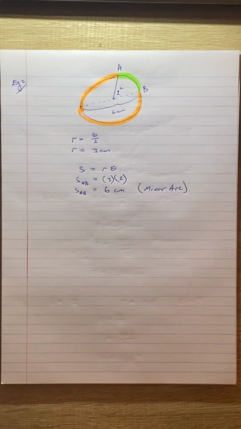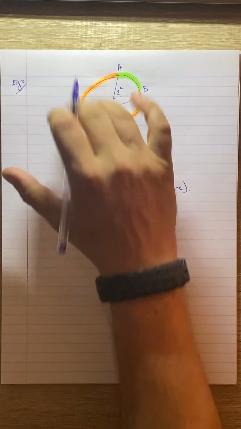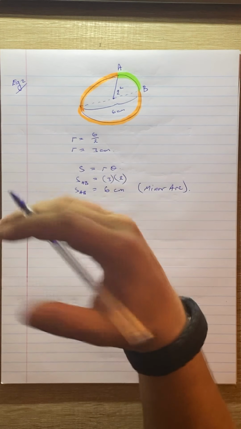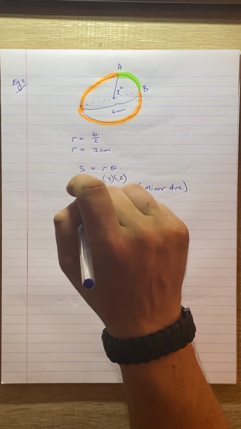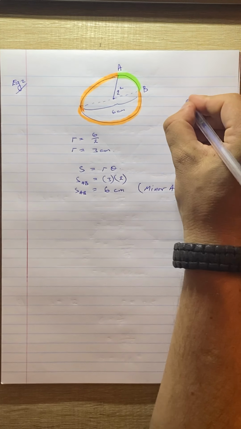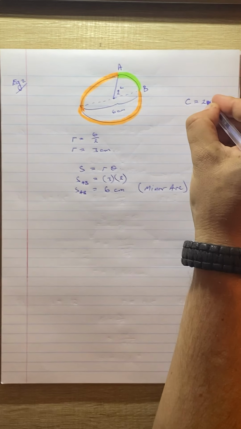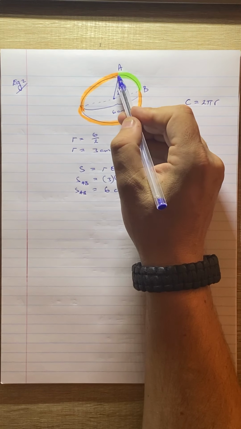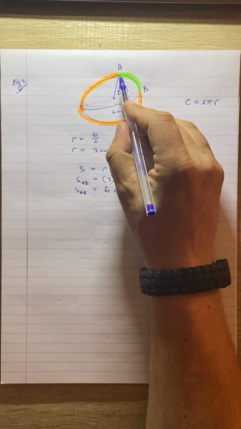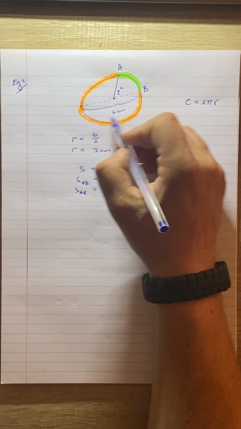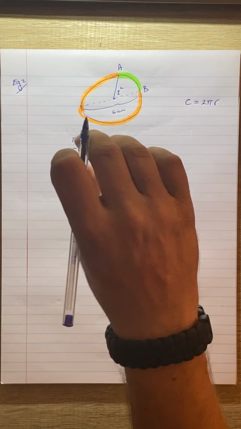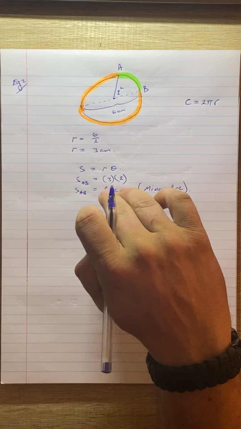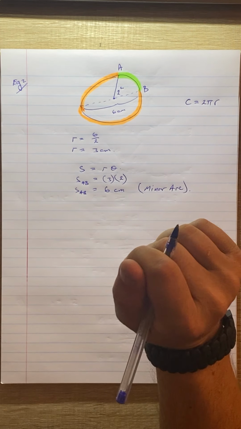So in order to do that, if we look at the circumference of a full circle, we know that the circumference of a full circle would be 2 pi r. Okay, so just remember that the circumference is equal to 2 pi r. And that would be, say, for example, from A to A. And now we want to find the major arc. So if I take the full one minus the minor arc, I'll be left with the major arc.